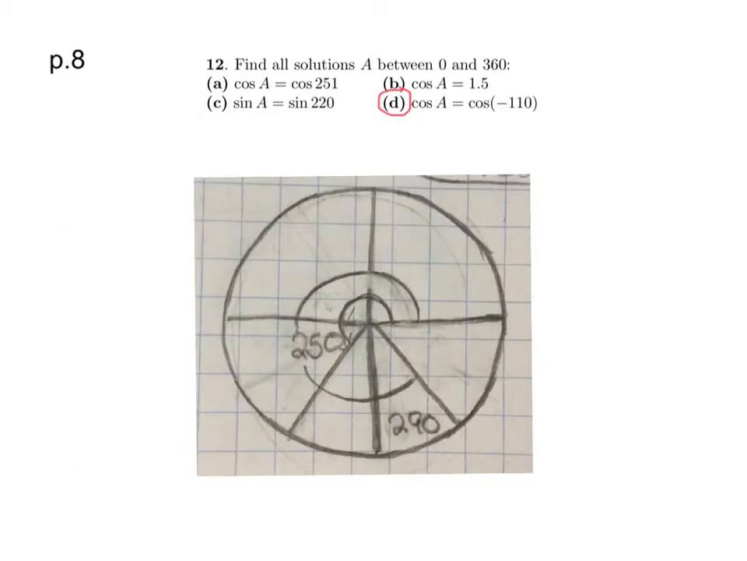All right, well, you're trying to find the angle A for cosine A equals cosine negative 110. So you take 360 and subtract 110, and you get 250, which is right there. And that'll be in quadrant 3, and that's a negative cosine since you go around the circle. So same thing as negative 110.